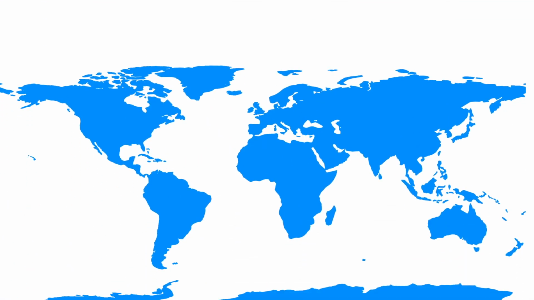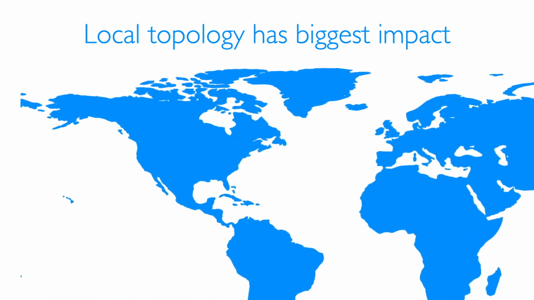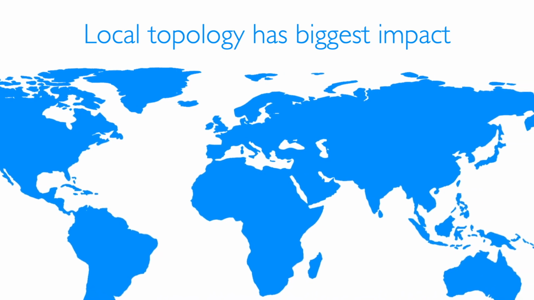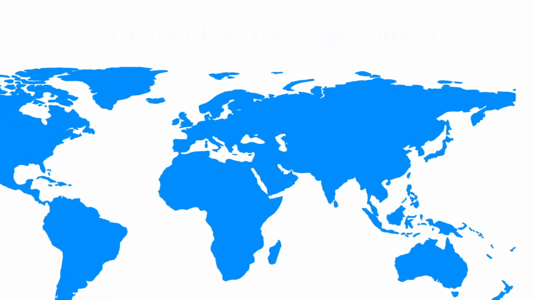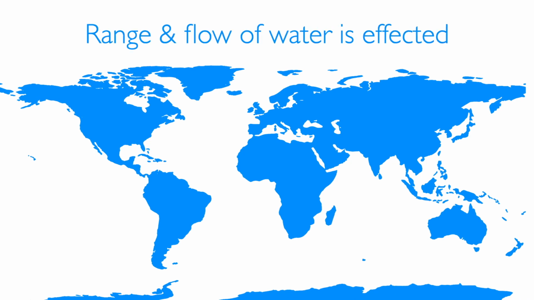Due to landscape and topology, these cycles play out significantly differently depending on where we are in the world. Differences in the average range, the amount the water will rise and fall between a high and a low water, and of course with that, differences in the speed the water will flow.